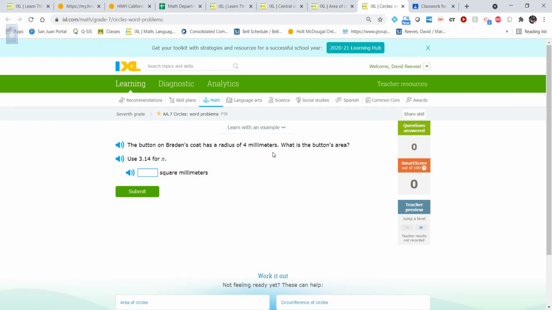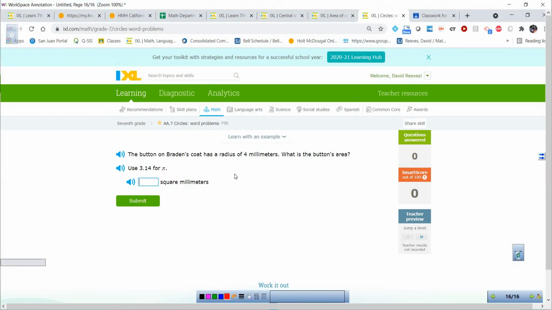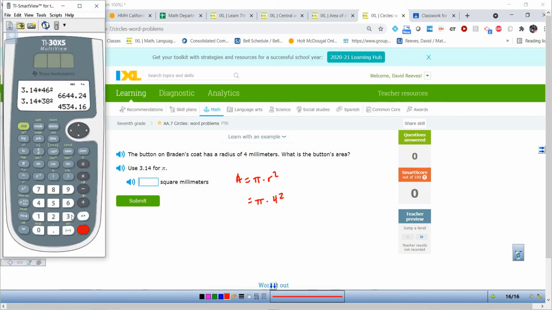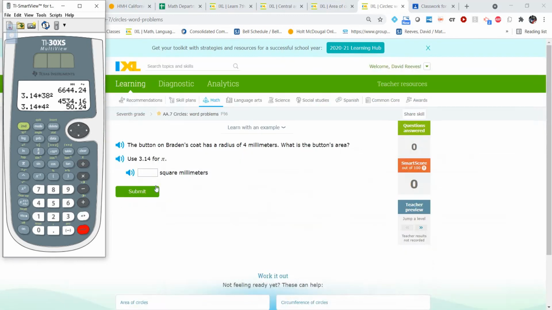All right, the button on Braden's coat has a radius of 4 millimeters. What is the button's area? Well, guess what? That's just what we've been doing. Area is pi times the radius squared. So whether it's a button or a clock or any other round object, we're going to do pi times the radius squared. So pi times 4 squared. Back to our handy-dandy calculator, 3.14 times 4 squared is going to give me 50.24. And again, no rounding.